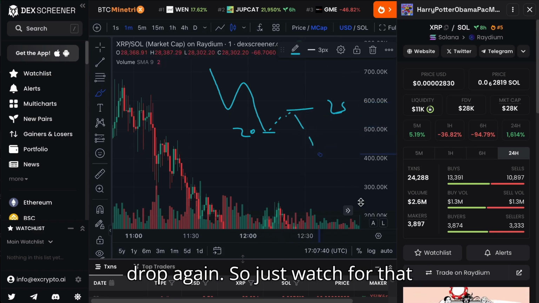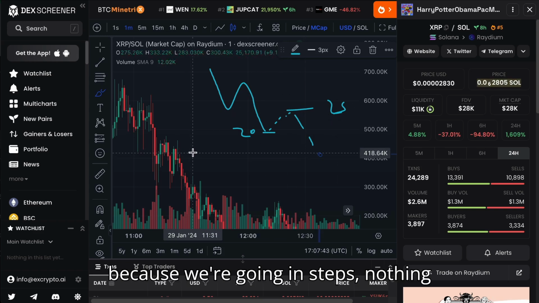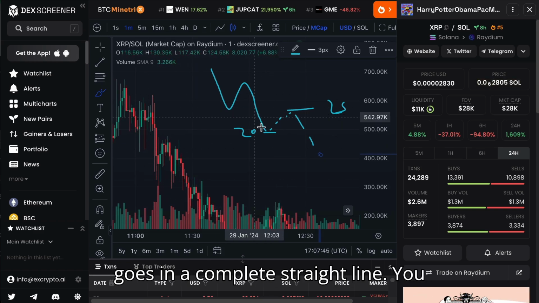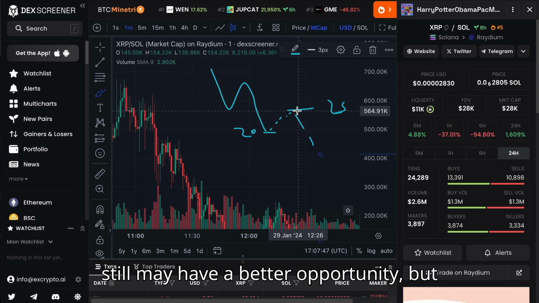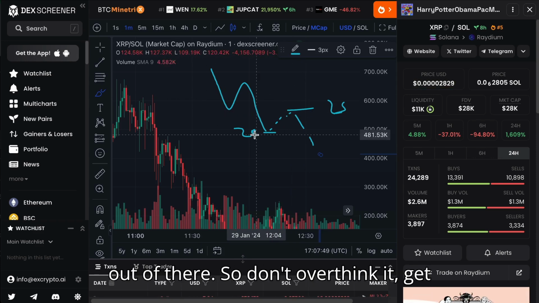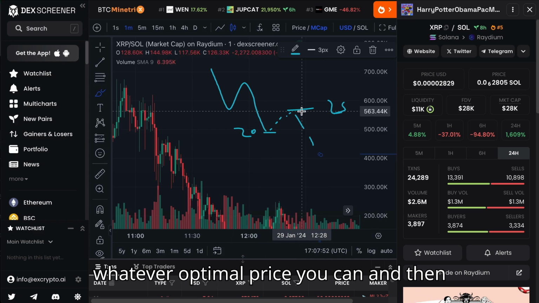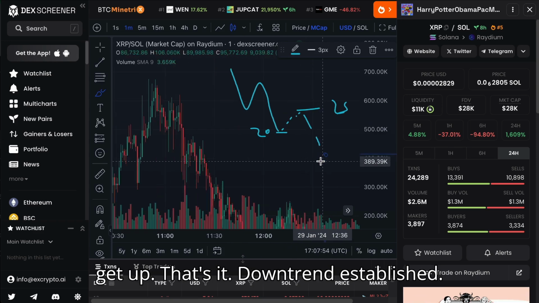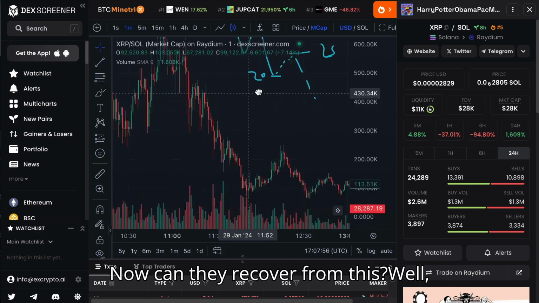And then it will drop again. So just watch for that, because we're going in steps. Nothing goes in a complete straight line. You still may have a better opportunity, but generally you should be getting the hell out of there. So don't overthink it. Get whatever optimal price you can and then get out. That's it, downtrend established.